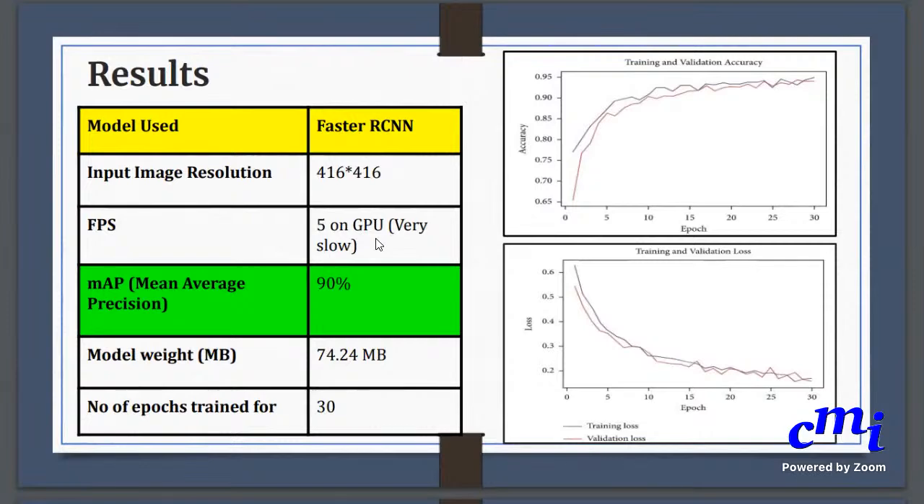To work any model in real time, we need FPS of at least 25, or more than 25 FPS, on CPU. So there is still the challenge of FPS, as in making it work in real time. So this is not something which can be used for real time, but accuracy wise, it is the leading model, as in it's the best model.